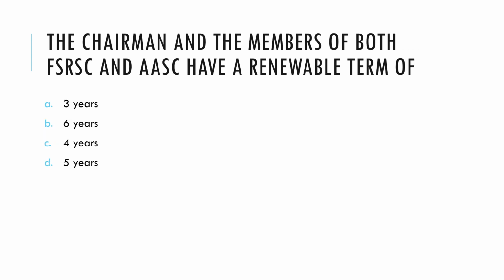Okay, now we go back to RA 9298 and our standard setting councils, FSRSC and AASC. What is the term of office of the chairperson and the members of these accounting and auditing standard setting councils? The answer is 3 years. So it should be Alpha.